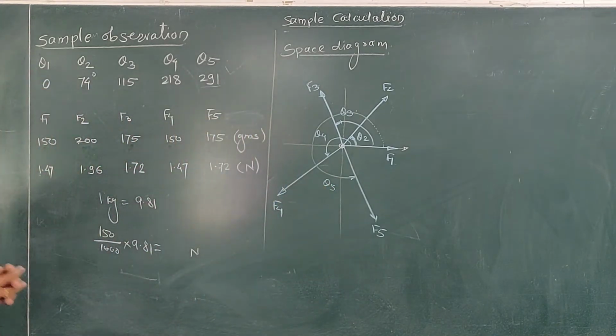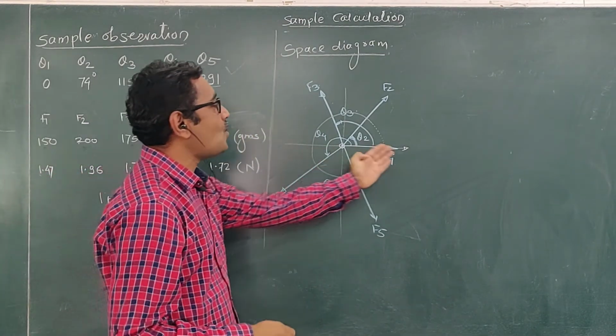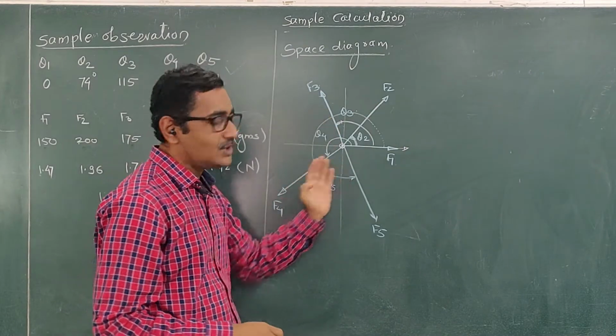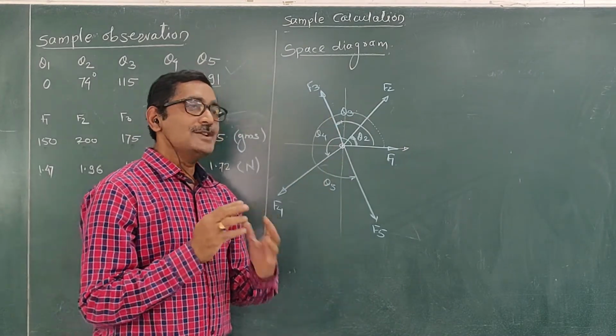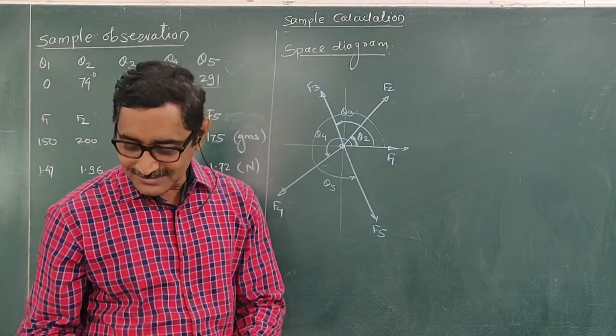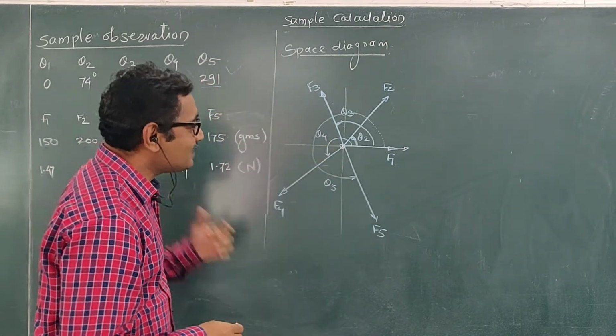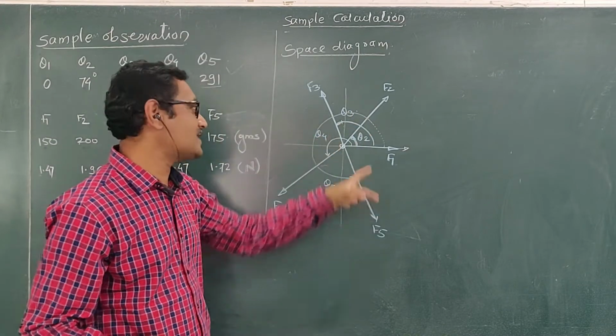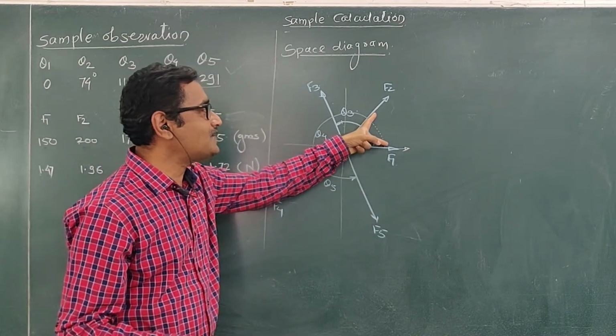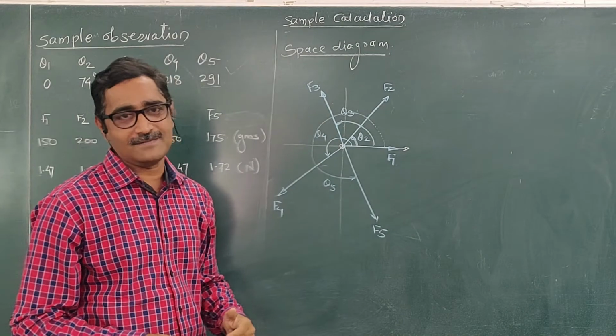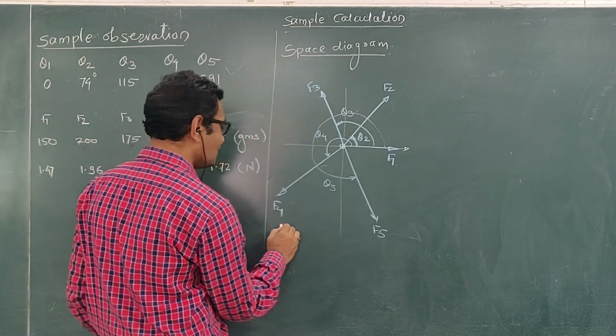So this figure is known as a space diagram, in which you have to show all the forces with their actual angles. But technically, in a space diagram, once we have shown these forces, we are supposed to give some names to the spaces between the forces, and that is known as Gauss notation.